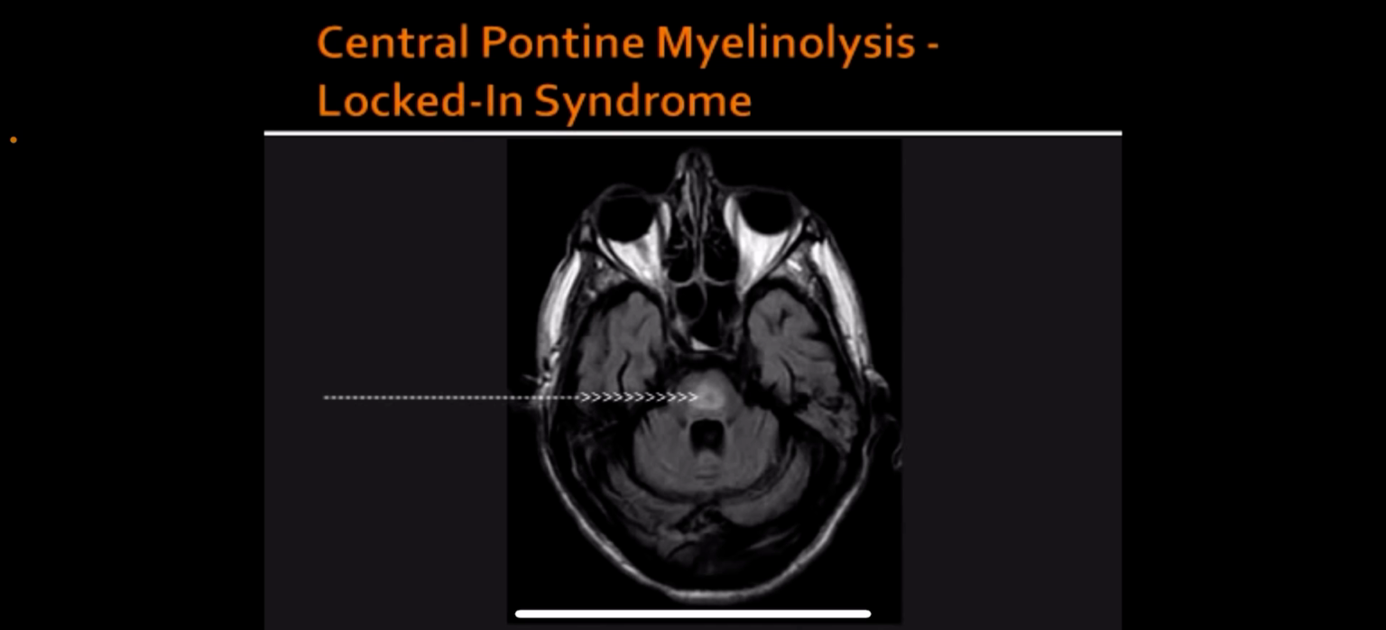What is the cause of central pontine myelinolysis? The cause is iatrogenic, which means it's physician-induced, and this is caused by overly rapid correction of the sodium levels. So when you correct hyponatremia very fast, then central pontine myelinolysis can happen.